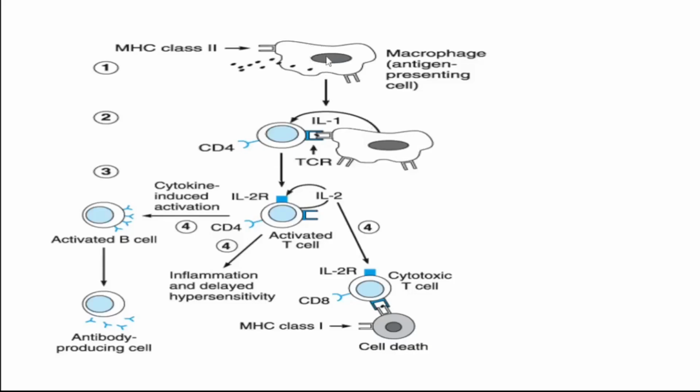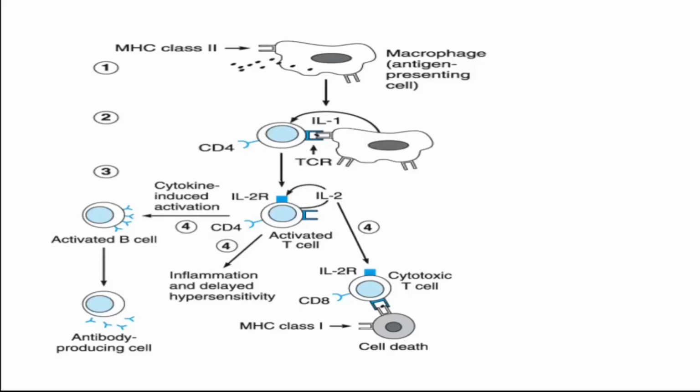So here you can see macrophage. Macrophage is the antigen presenting cell here. Now this antigen presenting cell will be having a MHC protein. Here they have shown MHC class 2. If the MHC protein type is class 2, it means the T cell will be helper T cells. We can see here, yes, since CD4 is the glycoprotein marker they have shown, this is a helper T cell.